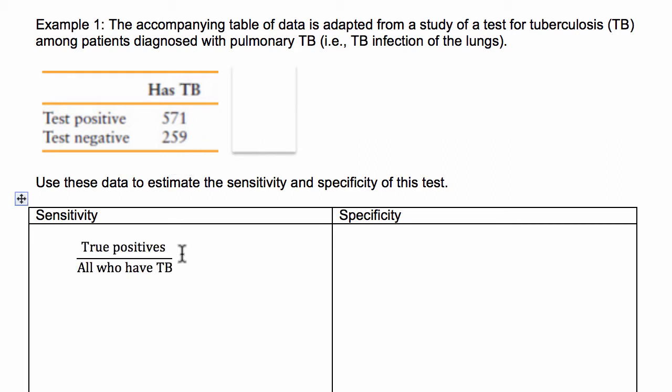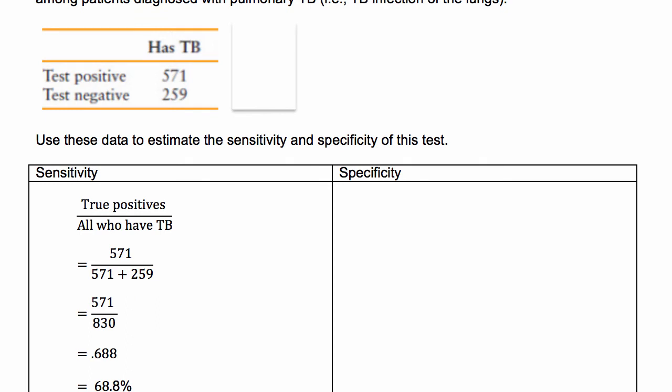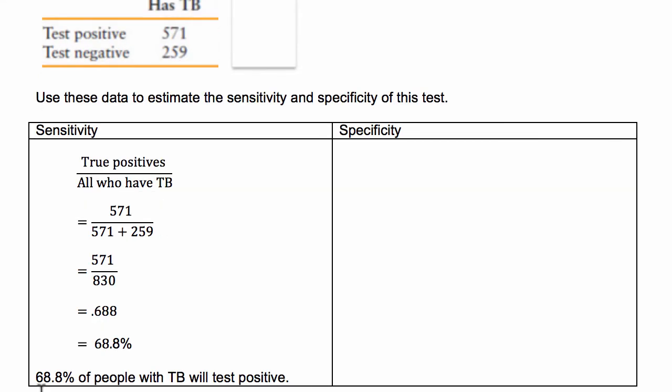Thus, we estimate the sensitivity of this test as 571 over the quantity 571 plus 259. This equals 571 over 830, which is equal to 0.688 or 68.8%. This means approximately 68.8% of people with TB will test positive when given this test.